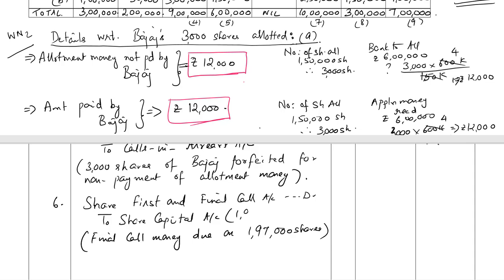The amount: 1,97,000 shares multiplied by the amount of final call money per share, which is rupees 2. So it comes up to 3,94,000 rupees.